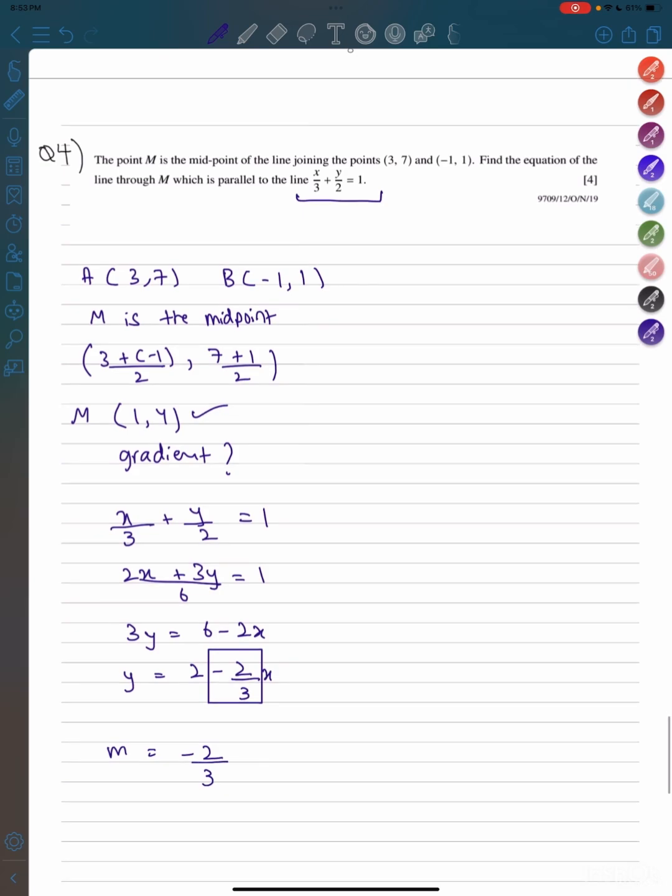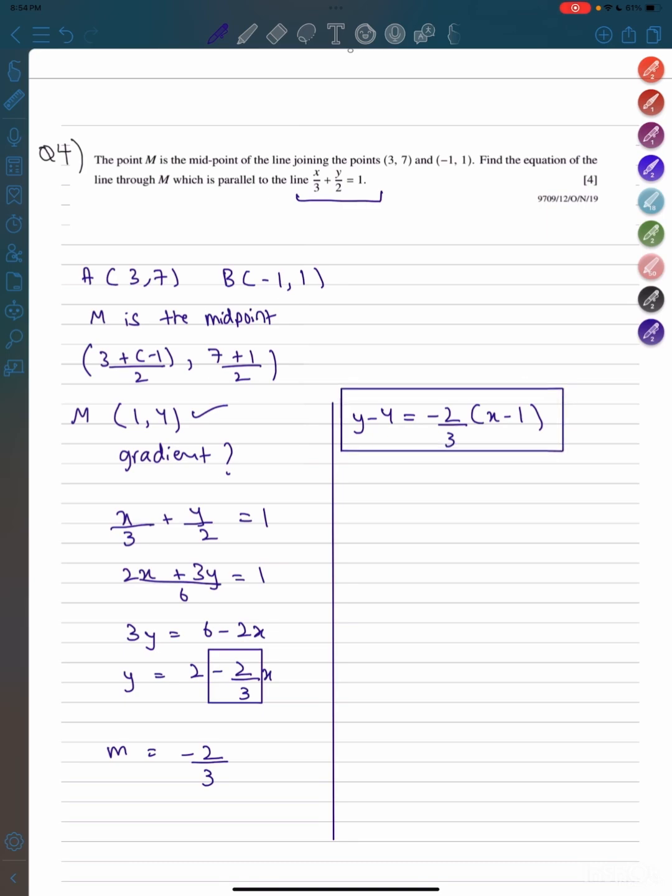Now let's form an equation for the line passing through M. y minus 4 equals negative 2 over 3 (x minus 1). This is the final answer. If you want to simplify it more, you can, but this also works.